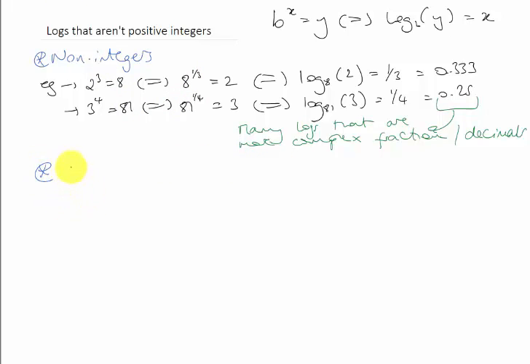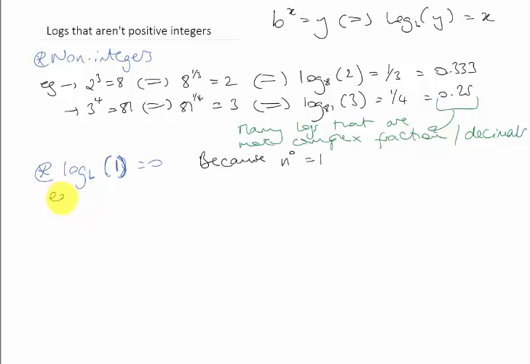Secondly, we know that any number to the power 0 is equal to 1, so that means that log in any base of 1 is equal to 0. Okay, so write that down. So that's because any number to the power 0 is equal to 1.